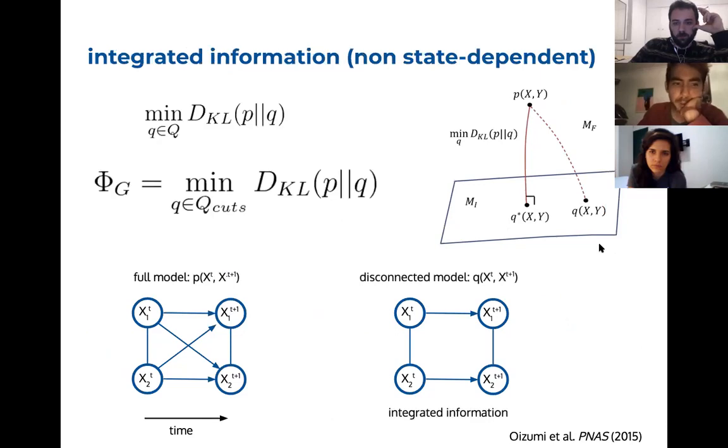So integrated information is when you try to lose the constraints across units and try to measure how much you lost. So you try to minimize this difference between a full model and a disconnected model, which has no cross influence. So yeah.